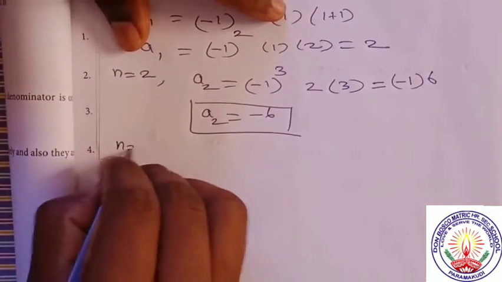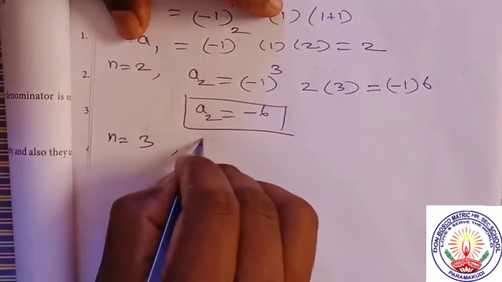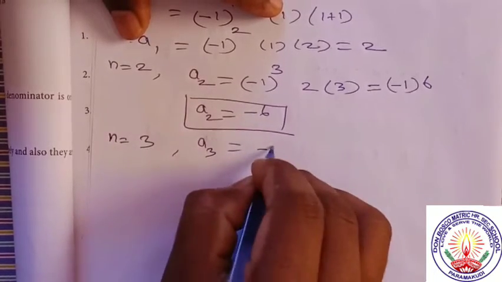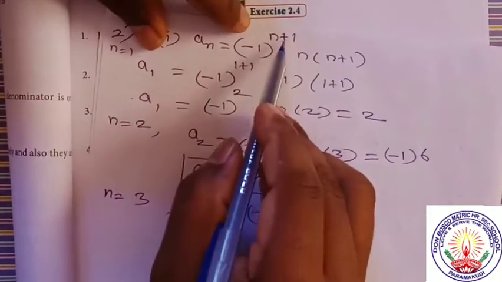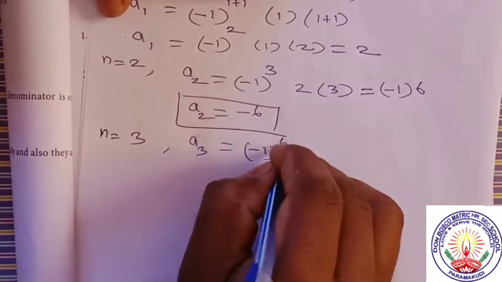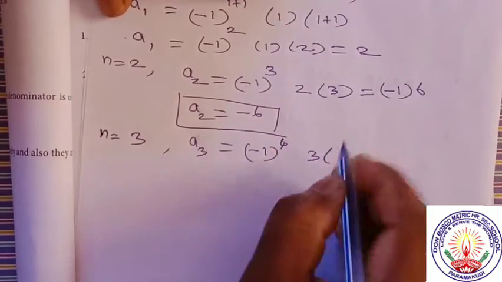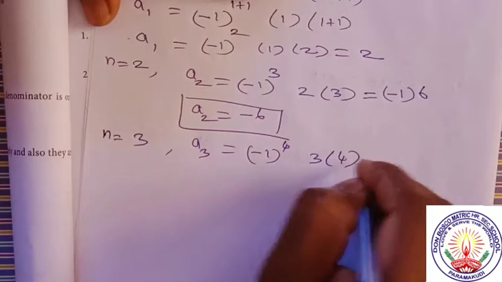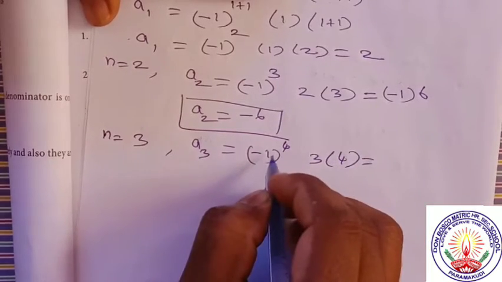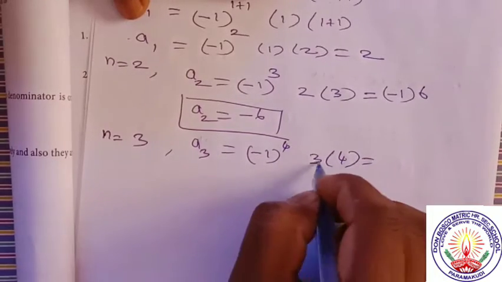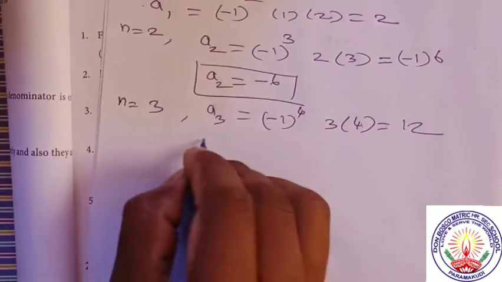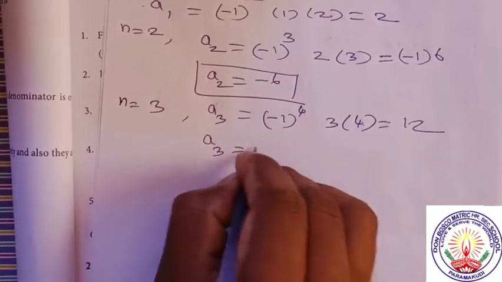Next, when you put n is equal to 3, A3 is equal to (minus 1) to the power n plus 1, which means 3 plus 1. 3 plus 1 is equal to 4, into 3 into 3 plus 1, is equal to 4. So when you multiply minus 1 an even number of times, it is plus. 3 fours are 12. So plus 12. So A3 is equal to 12.